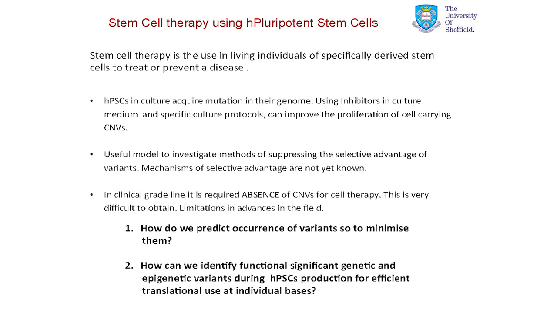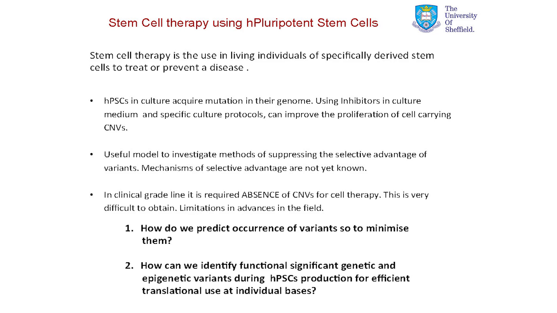The last point is that to go ahead and have the approval for the clinical trials, Marcelo will say something more about that tomorrow, the cells need to be absent of any copy number variation, which means that it's almost unachievable, and very, very difficult to obtain. These limitations clearly stop us from advancing in the field of cell therapy.